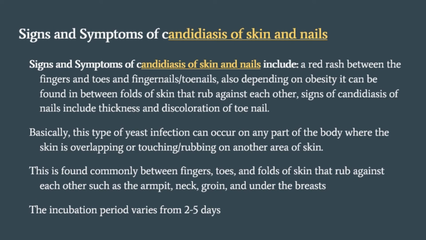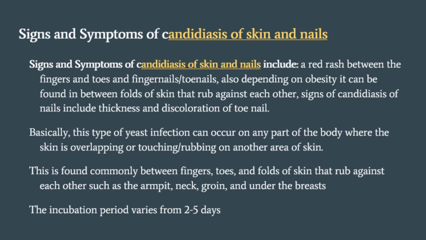Some signs and symptoms of candidiasis of skin and nails include a red rash between the fingers and toes and fingernails and toenails. Also, depending on obesity, it can be found between folds of skin that rub against each other, especially around the armpit. Some signs of candidiasis on the nails include thickness and discoloration of the toenail.